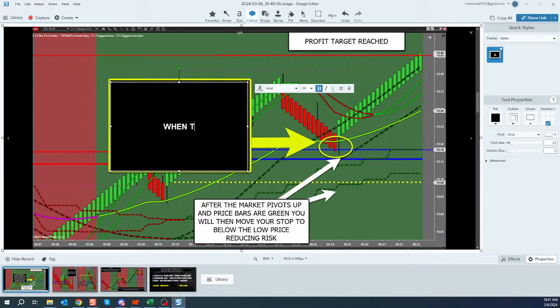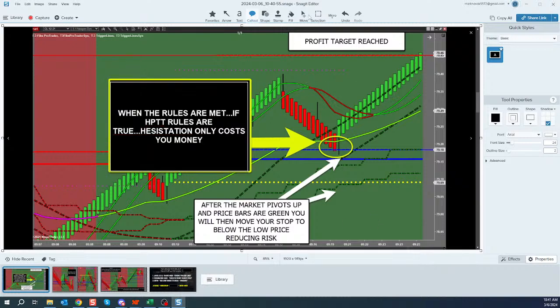to everything is when the rules are met. If high probability trend trade rules are true, hesitation only costs you money. That's it. So the idea is that when the rules are true and you get your reversal bar, and this is the key, you've got to go through that process. Because the rules are true, because I have momentum, because I have a clear path, this is where the market is most likely to continue. Does that make sense? And right now, Grant, you don't trust it.